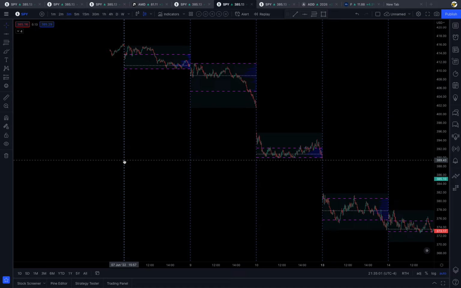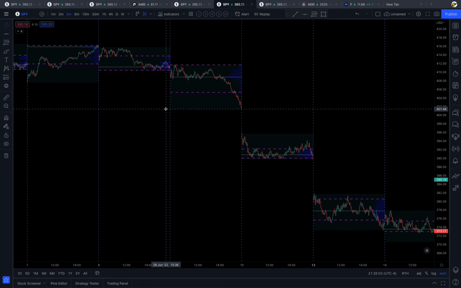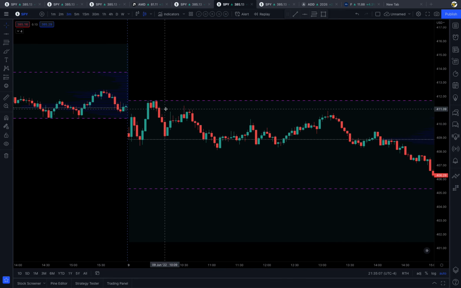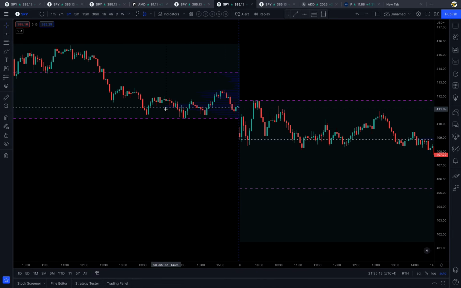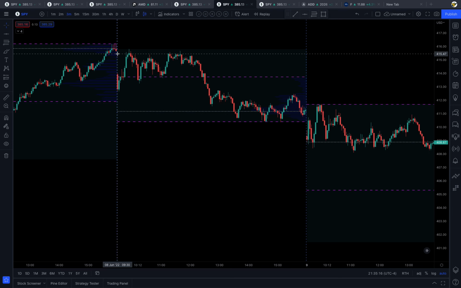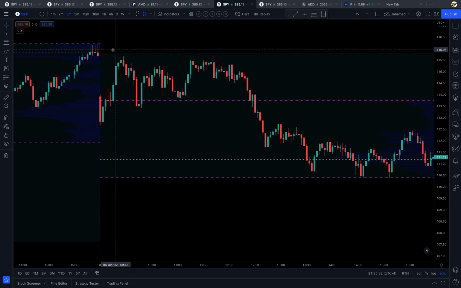The 9th would have been another one. No, it didn't open up. Why do I have the 9th written down? It's the 8th. So this one opened up within the value area. Again, it pushed down, and then I would have got in on this green candle, thinking it was going to come up, and it just wicked on there. I'm not even sure if it wicked.